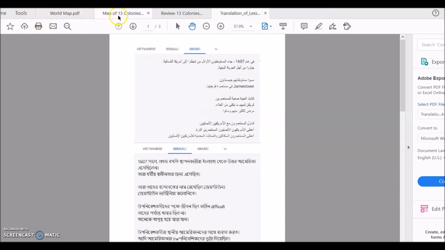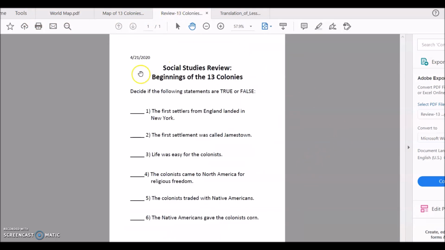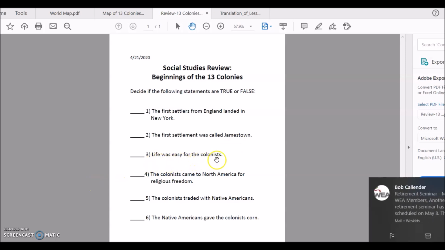Now let's go to our assignment. This is our assignment. What I want you to do. It is true and false, right? Decide if the following statements are true or false. 1. The first settlers from England landed in New York. So is that the place where they landed? Listen, go back and listen where they landed. 2. The first settlement was called Jamestown. True or false? 3. Life was easy for the colonists.